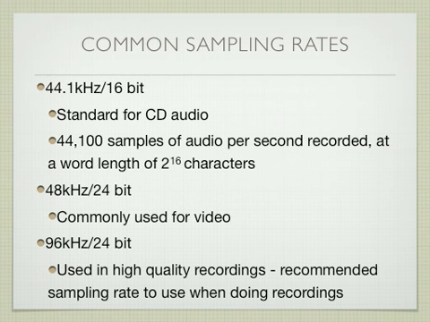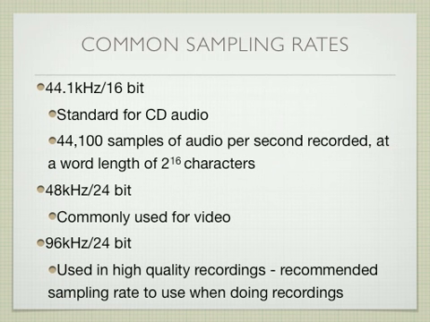Certain common sampling rates we will encounter: 44.1 kilohertz 16-bit is the standard for CD audio, with 44,100 samples of audio recorded per second and a word length of 2 to the power of 16. Other sampling rates we normally encounter: 48 kilohertz 24-bit, commonly used for video recordings and television broadcast. And of course, 96 kilohertz 24-bit, mostly used in high quality studio recordings. This is the recommended sampling rate that we are using.